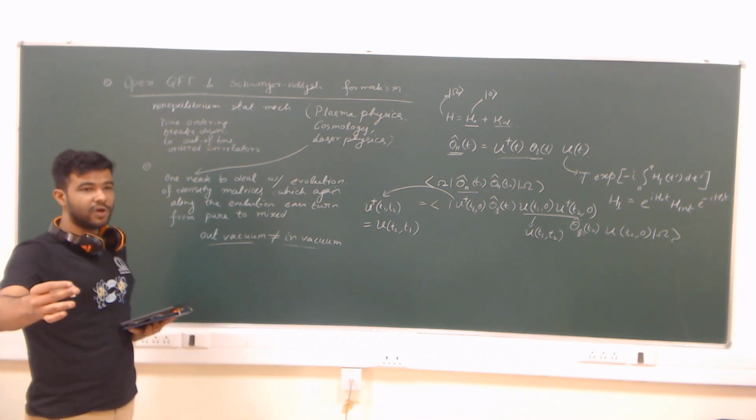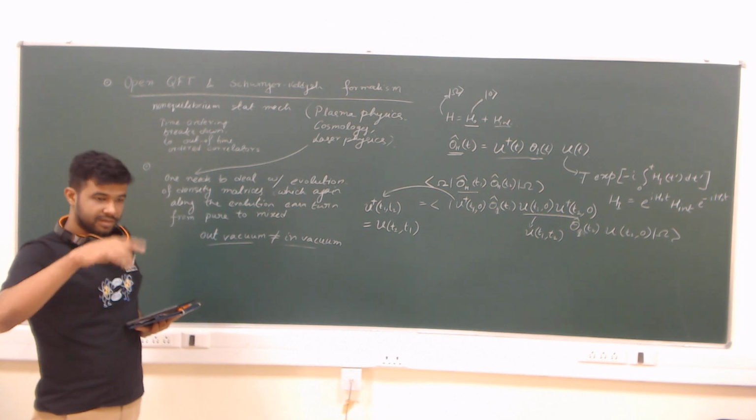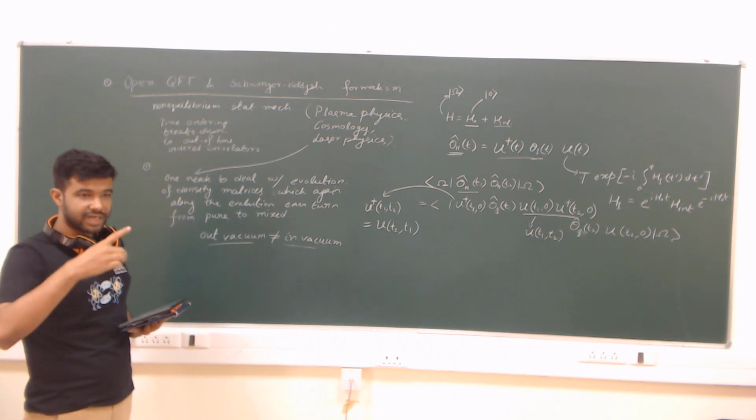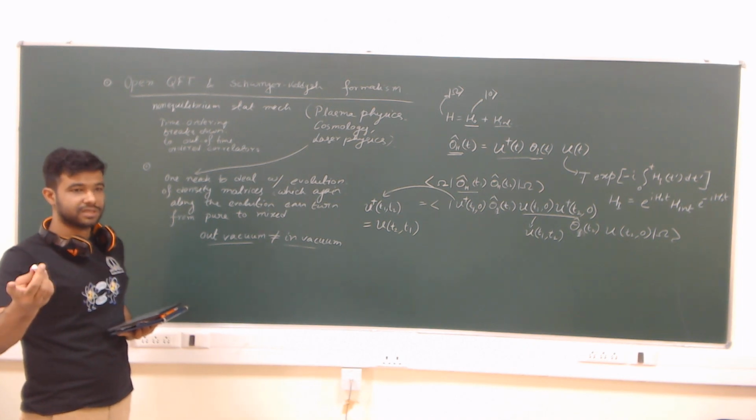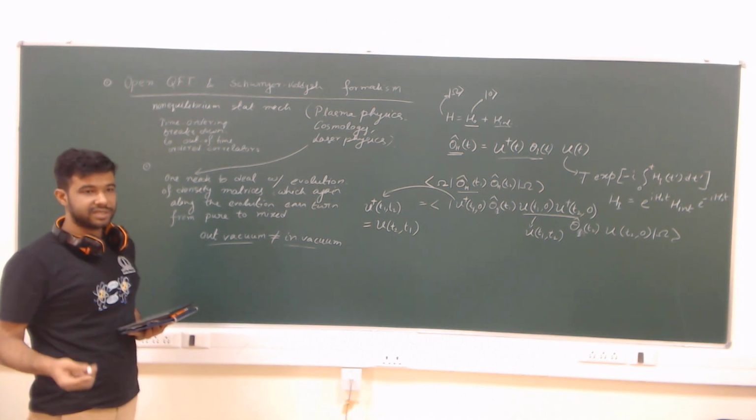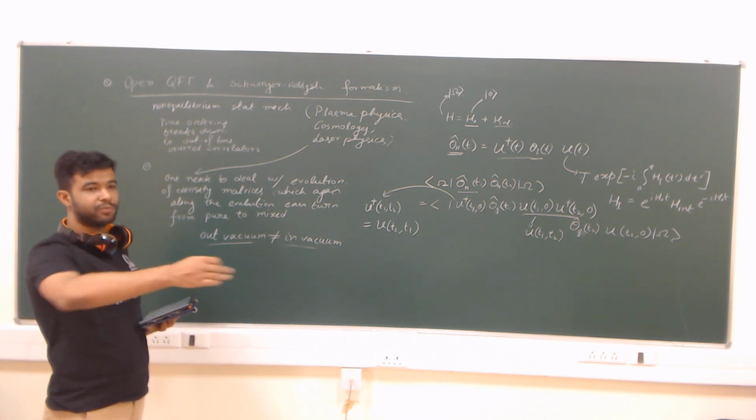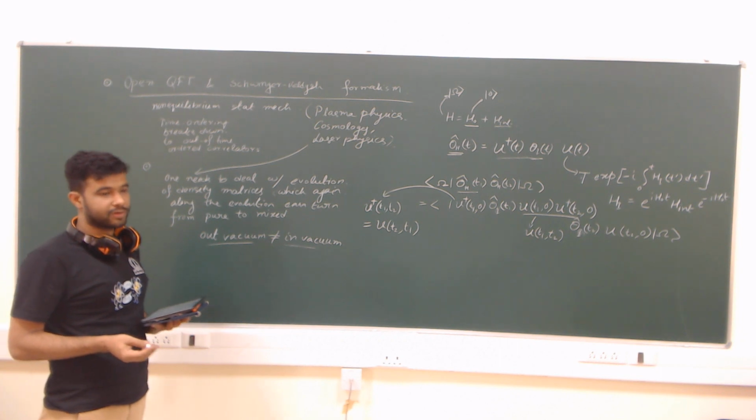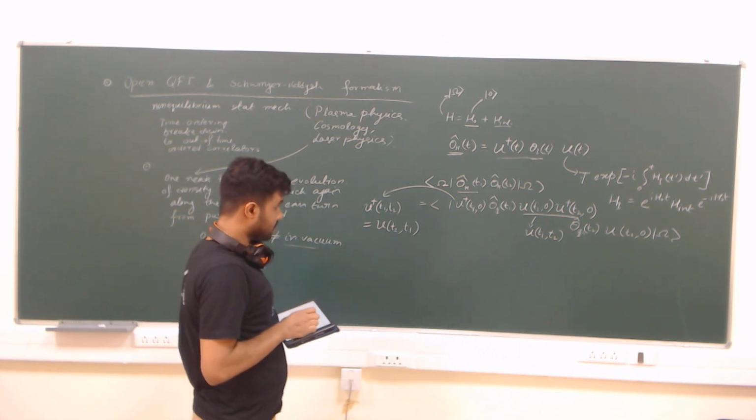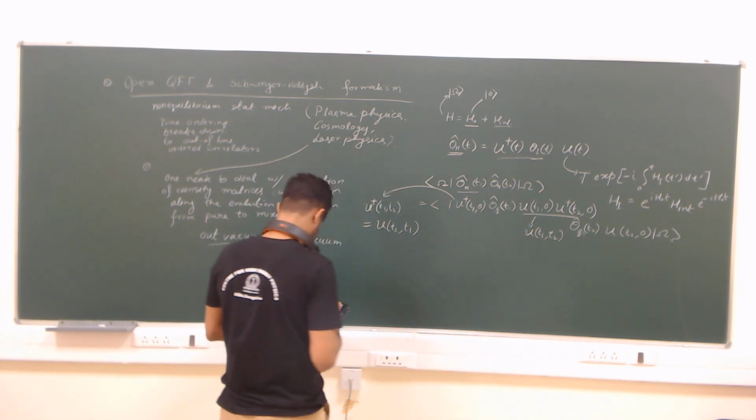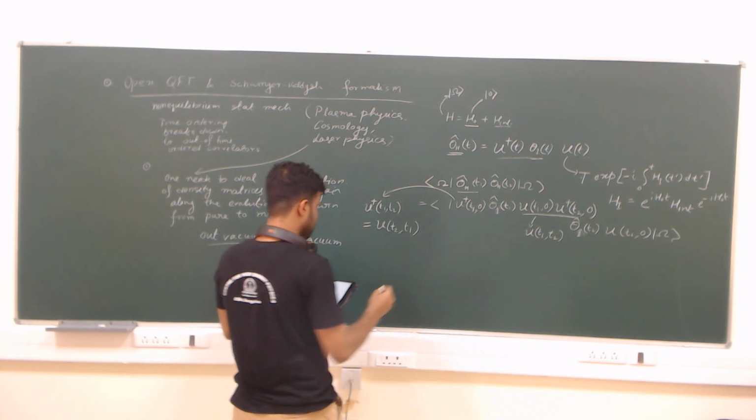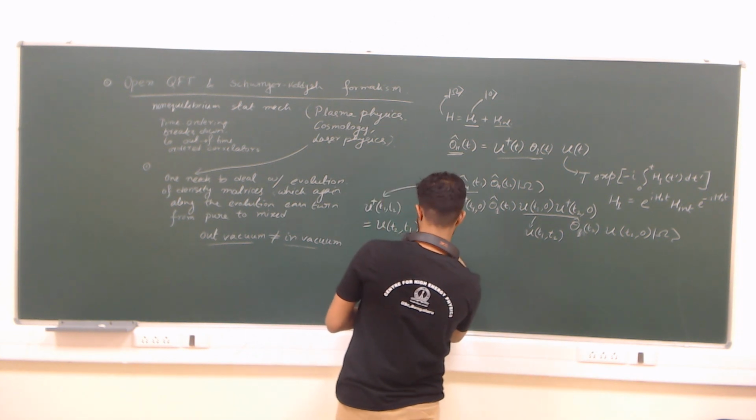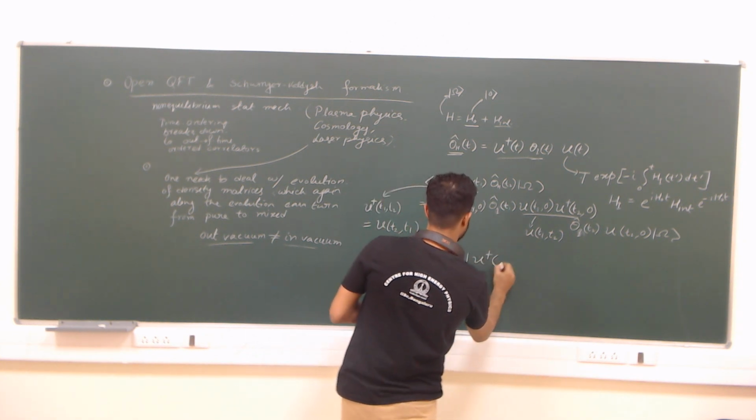Because in the initial state your density matrix was decoupled. But as you keep evolving with time, there is this interacting part in the Hamiltonian that will couple the system density matrix to the environmental density matrix, and it will keep making it more and more mixed. It will not make it pure at any time. So here my final solution is this.